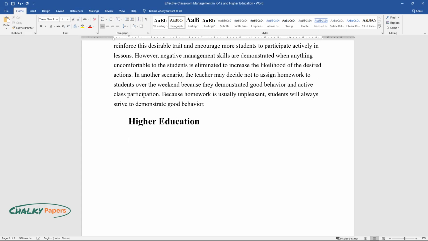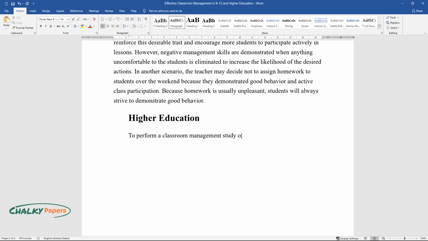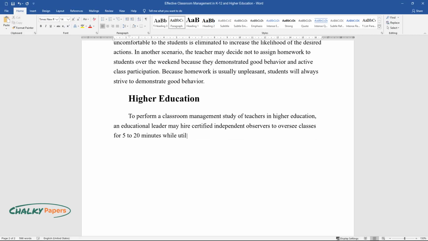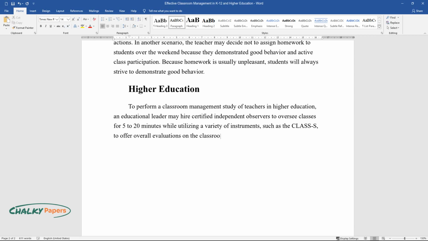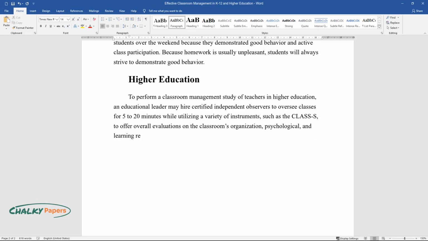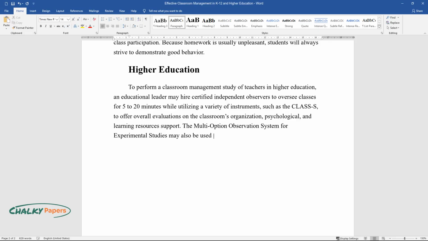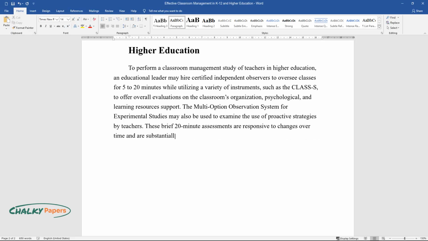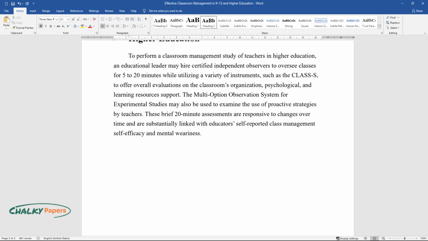Higher education. To perform a classroom management study of teachers in higher education, an educational leader may hire certified independent observers to oversee classes for 5 to 20 minutes while utilizing a variety of instruments, such as the Class S, to offer overall evaluations on the classroom's organization, psychological, and learning resources support. The multi-option observation system for experimental studies may also be used to examine the use of proactive strategies by teachers. These brief 20-minute assessments are responsive to changes over time and are substantially linked with educators' self-reported class management self-efficacy and mental weariness.